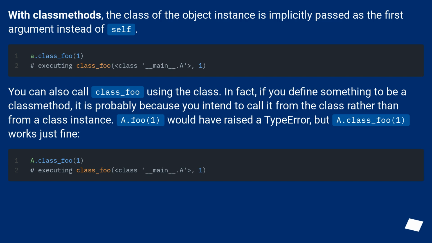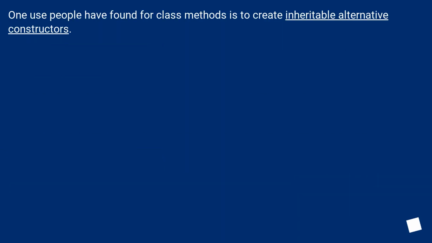In fact, if you define something to be a class method, it is probably because you intend to call it from the class rather than from a class instance. a.foo(1) would have raised a TypeError, but a.class_foo(1) works just fine. One use people have found for class methods is to create inheritable alternative constructors.